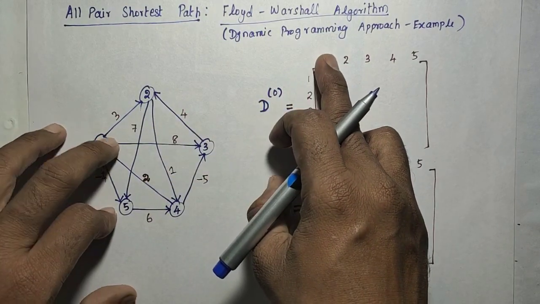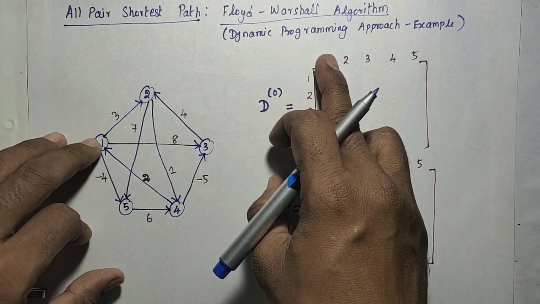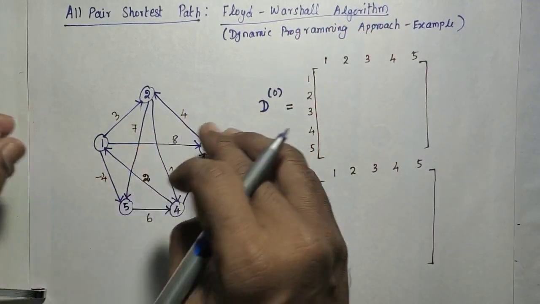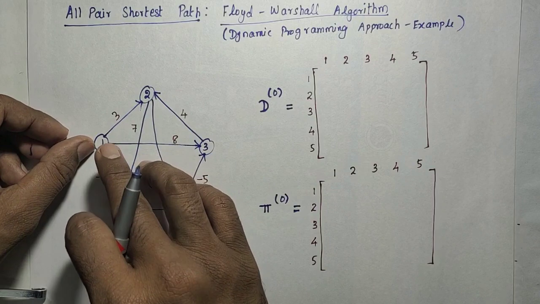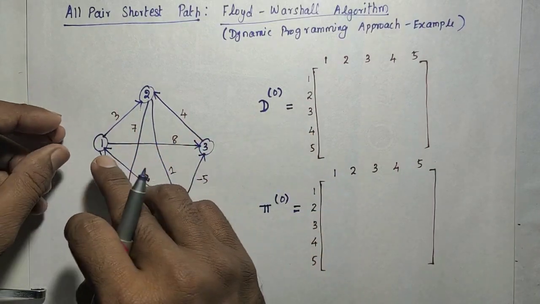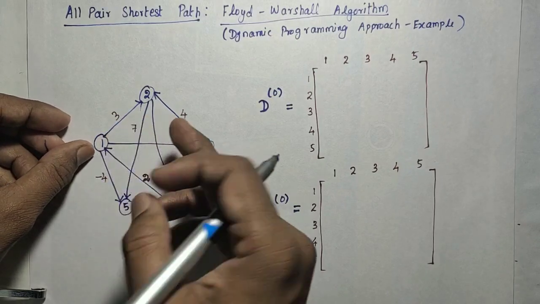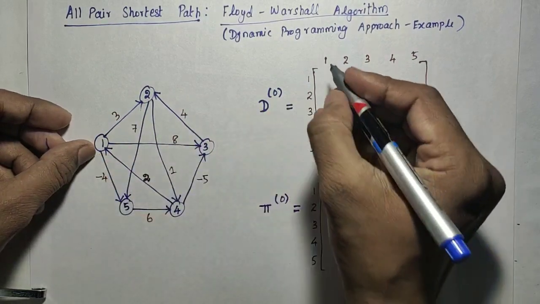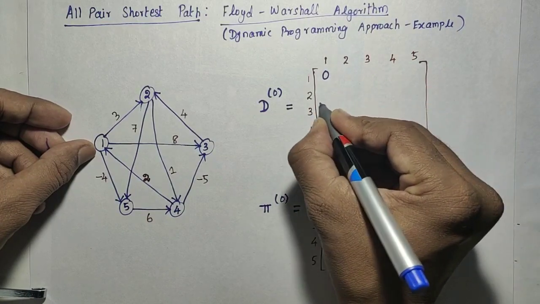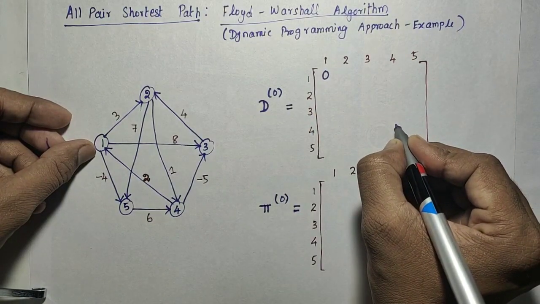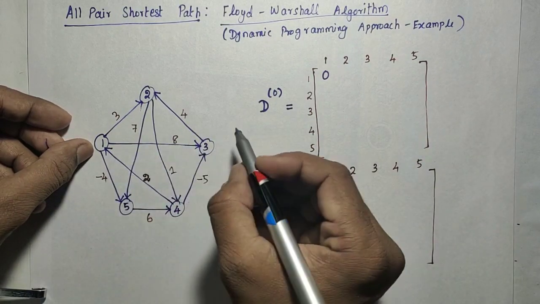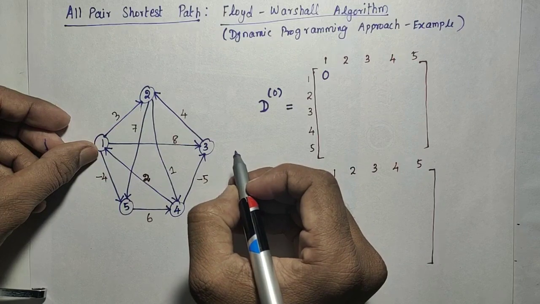1 to 1, what is the cost? What is the distance? 1 to 1 there is no edge. If there is no edge from a particular node to another node, usually it will be infinity. But 1 to 1, the same node, will be 0. Similarly 2 to 2 will be 0, 3 to 3 will be 0. If there is no direct edge between two nodes, then it will be infinity.